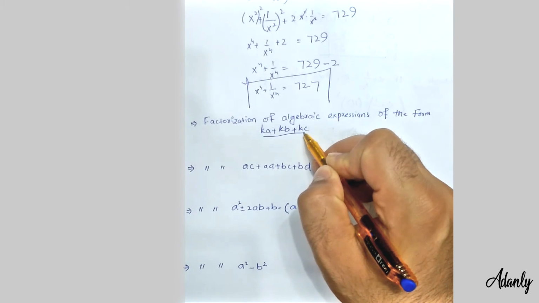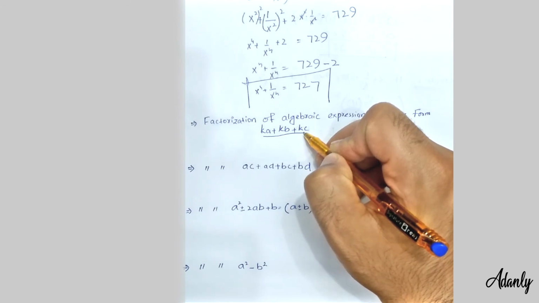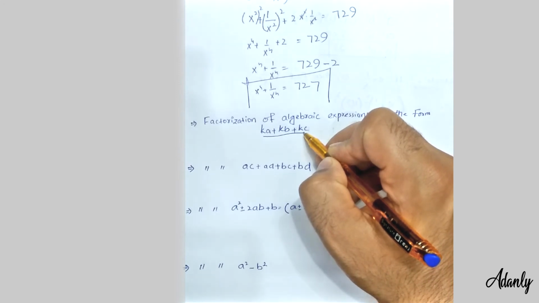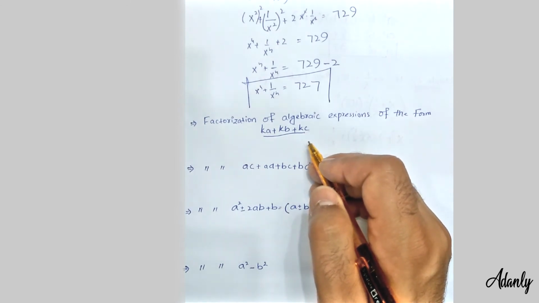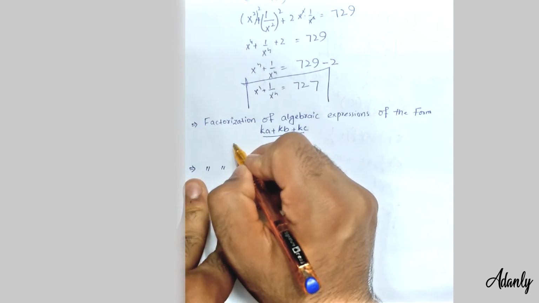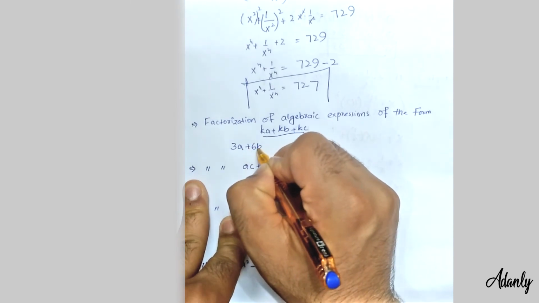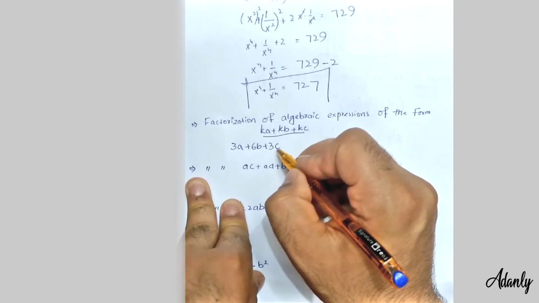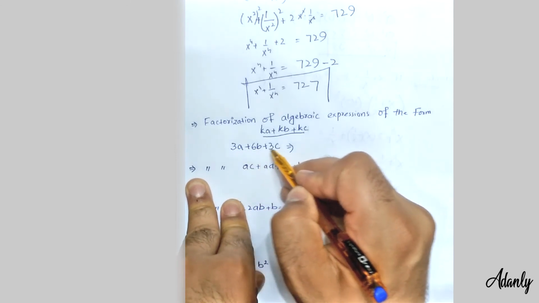Now what does it mean? It means that we will be given an algebraic expression, and we will have to factorize that, and maybe that follows this form. So let's see how we can solve an example. Suppose we have 3a plus 6b plus 3c. So now you can compare this expression with the general form. This is ka plus kb plus kc.